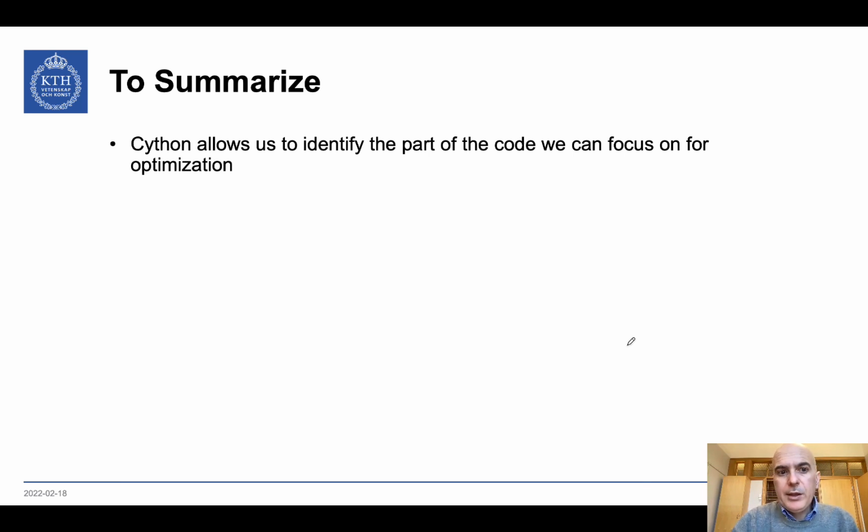In summary, Cython allows us to identify the parts of the code we can focus on for optimization by basically telling us which parts of the code are calling the Python virtual machine many times, so we can focus on them. And the annotation tool is very simple to use. We just use cython -a and then the pyx file that we're going to compile.